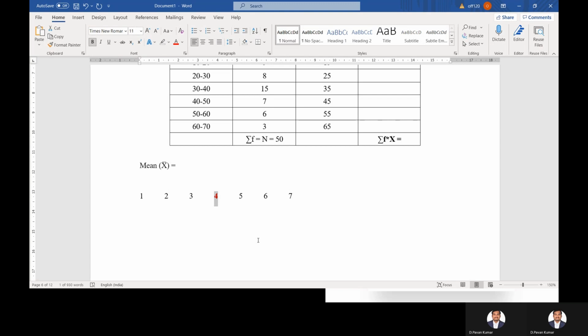Oh, sorry, 28 by 7, that is equal to 4. Now, instead of this 4, why should I consider only the middle value? The speciality of the middle value here is that the distance from 1 to 4 is 3, and from 4 to 7 the difference is 3. The difference from 2 to 4 is 2, and from 4 to 6 is also 2. The difference from 3 to 4 is 1 and from 4 to 5 is 1. That means the distance from any two extremes is equal in this case.